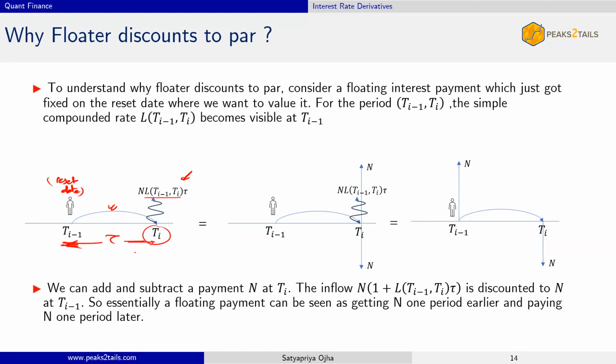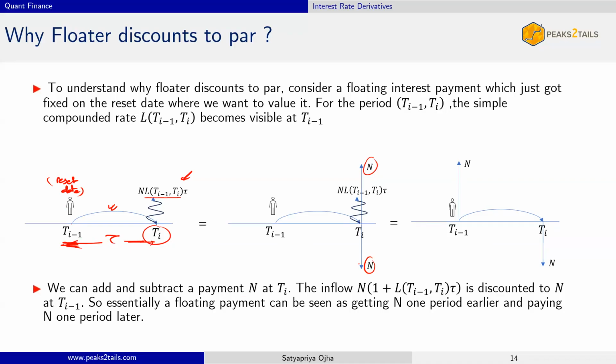So what I'm going to do is add an N as an inflow and also as an outflow. I can do that. That doesn't change the instrument, right? If I'm adding something and subtracting something at the same time, plus N minus N doesn't change anything.